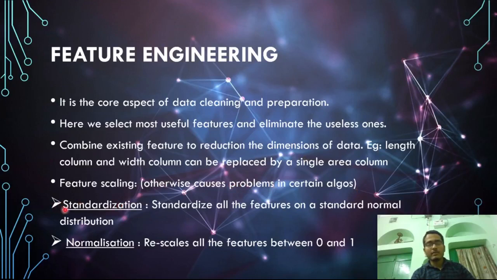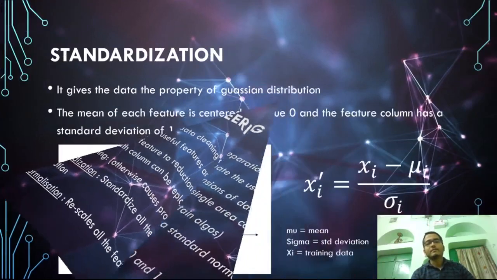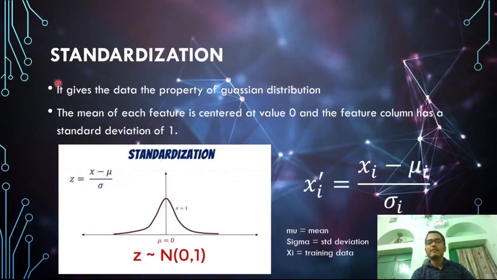As I told you in the previous slide, standardization standardizes all the features on a standard normal distribution. This gives the characteristics of Gaussian distribution, which we will understand. And normalization rescales all the features between 0 and 1. So we'll just quickly go through. It gives the data the property of Gaussian distribution. The mean of each feature is centered at value 0 and the feature column has a standard deviation of 1. The graph is such. I have also told you what the formula of this curve is in my mathematics video of Gaussian distribution. So you see what the formula is to calculate each data point.